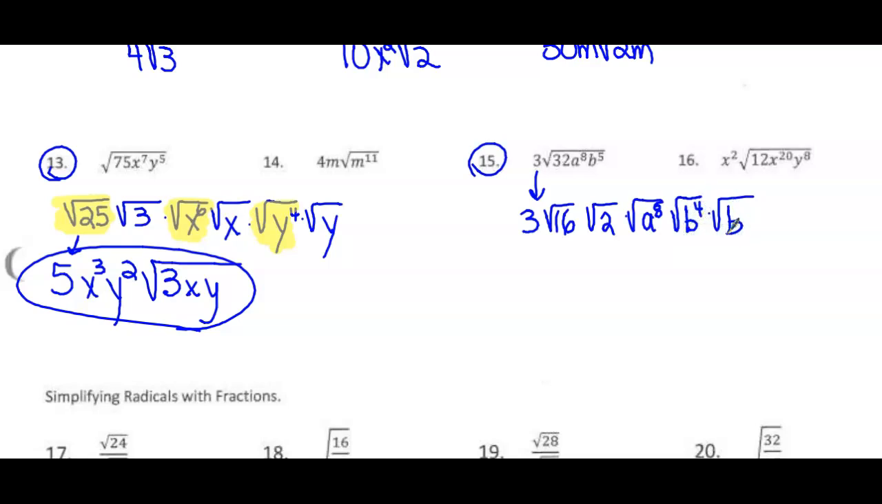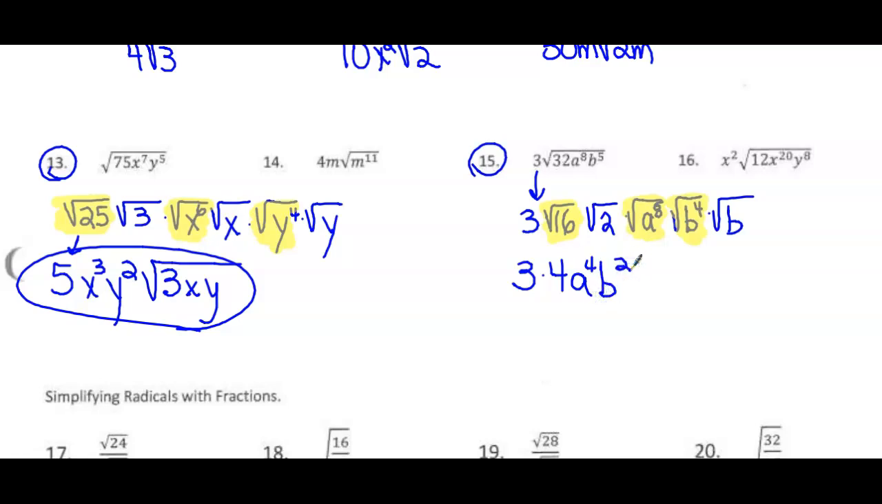Take a look at that. Process it. Hopefully you understand it. Grabbing my highlighter, I'm going to change 16, a to the 8th, and b to the 4th. I'm changing those because those are perfect squares. So I'm going to bring down the 3. Multiply. Square root of 16 is 4. Square root of a to the 8th is a to the 4th. Square root of b to the 4th is b to the 2nd.